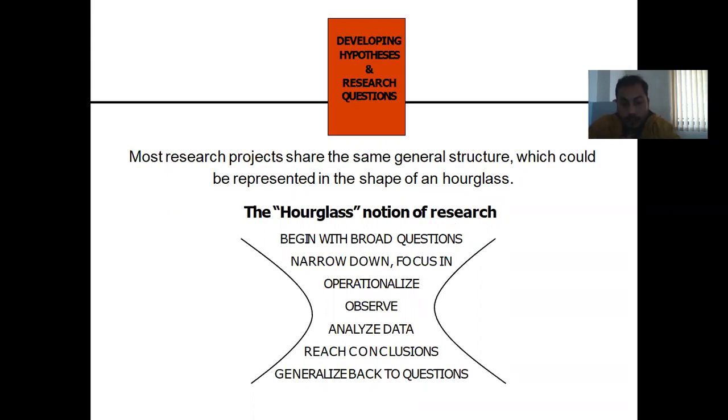So any idea about what a hypothesis is? What does the term hypothesis mean to you?